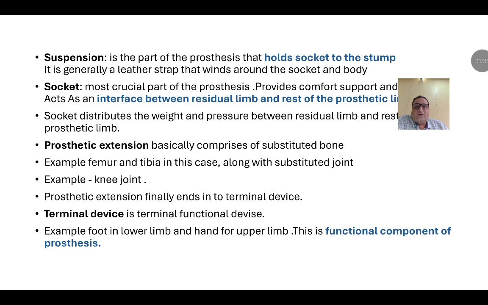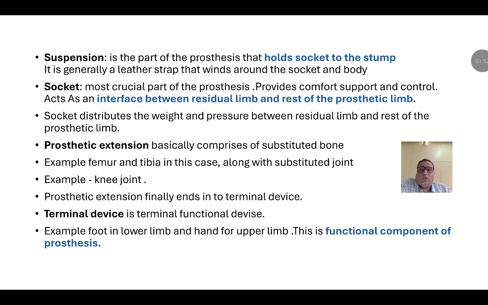Suspension is the part of the prosthesis that holds the socket to the stump. It is generally a leather strap that winds around the torso and the socket. The socket is the most crucial part of the prosthesis. It provides the comfort, support, and the control. It acts as the interface between the residual limb and rest of the prosthetic limb. Socket distributes the weight and the pressure between the residual limb and the rest of the prosthetic limb.